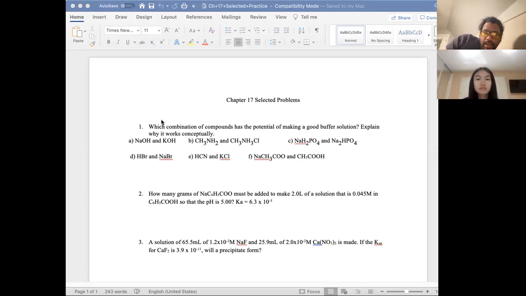All right, so what can make a good buffer solution? What do you think about that first one? So the first one, NaOH, is that an acid or a base? Base. Strong or weak? Strong. KOH, acid or base? Base. Strong or weak? Strong. Okay, so they're both strong. And if you want a buffer solution, you want a combination of strong and weak. So is that going to make a good buffer? No. Correct. All right. Well, what about B?